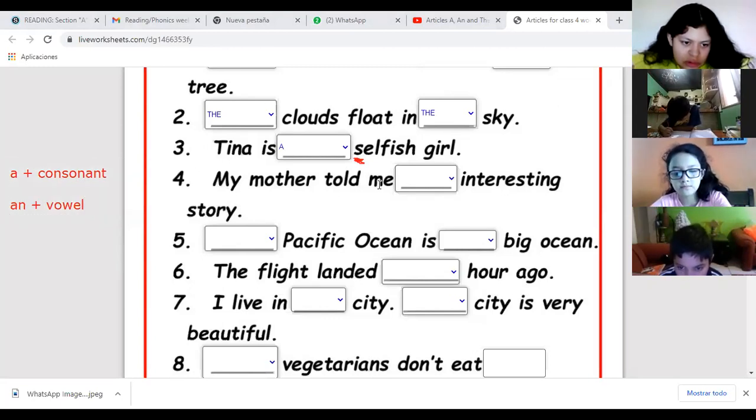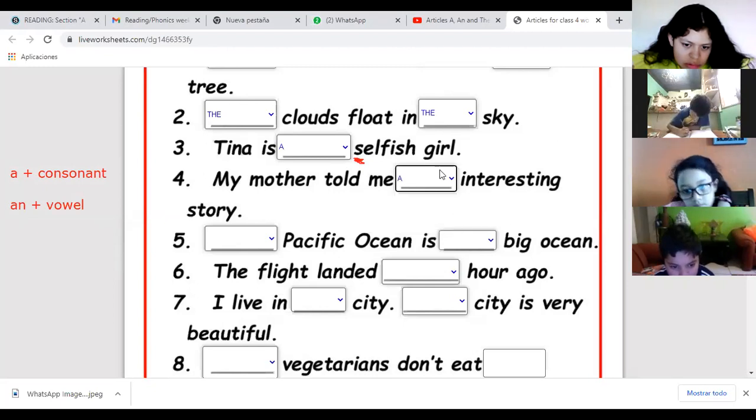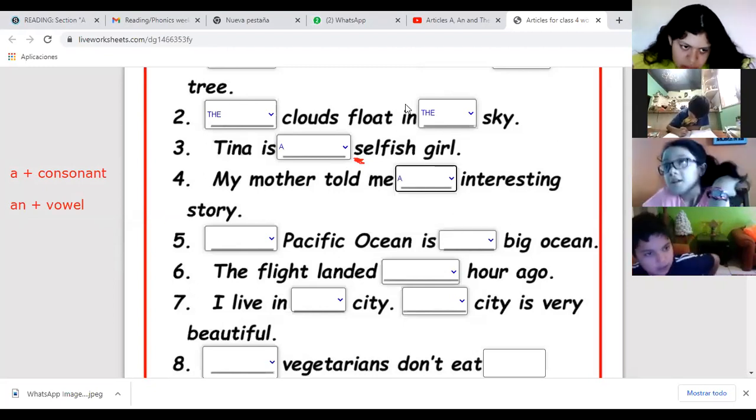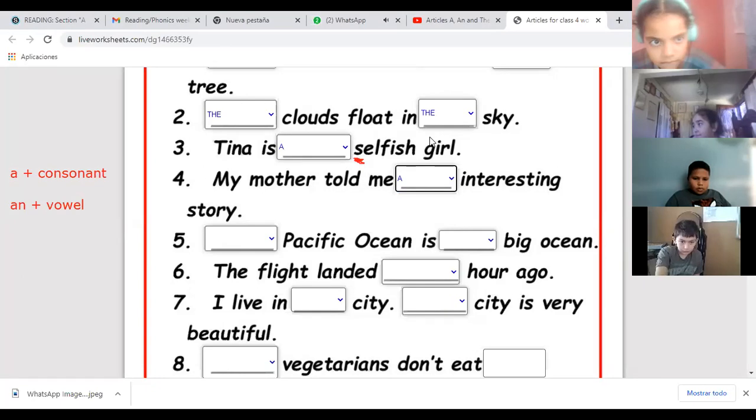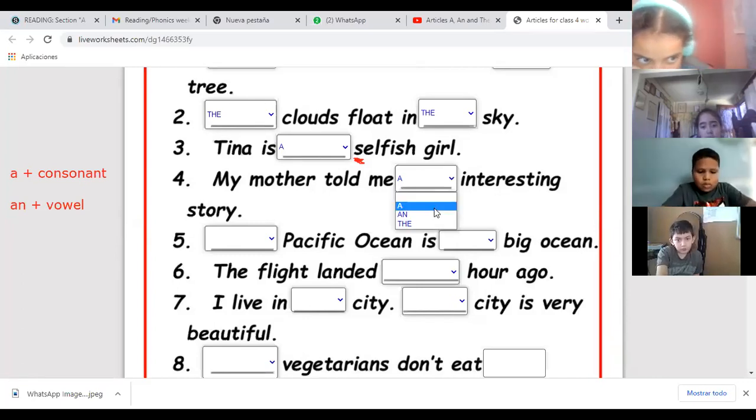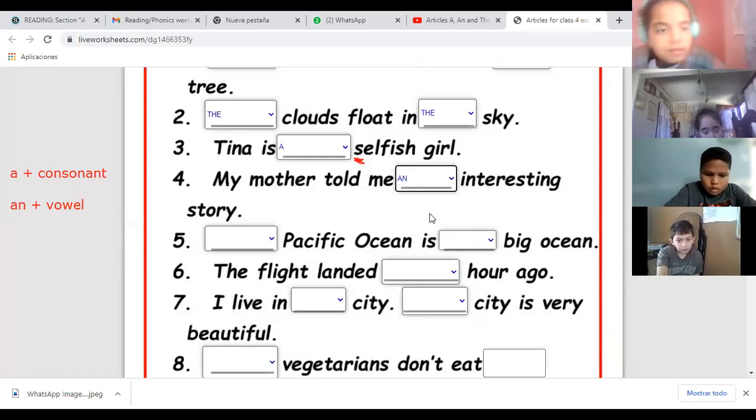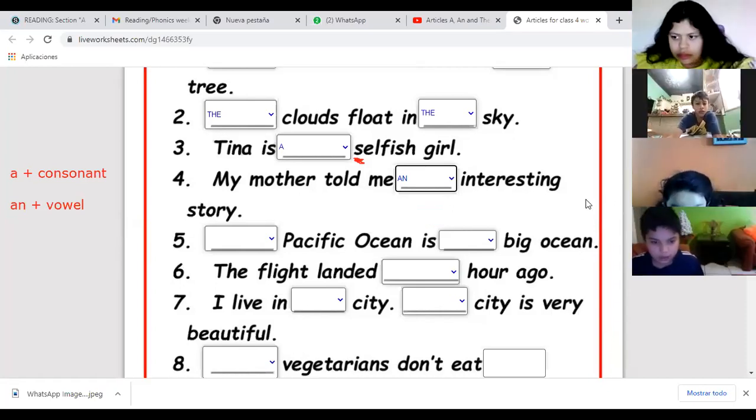My mother told me an interesting. Listen, we have a and here we have a vowel. That's what I have here, a plus vowel. No, I say an. Yes, but probably you understand what happened with the students that still are making mistakes. So I need to explain to the students that didn't get it yet. Okay, next one.